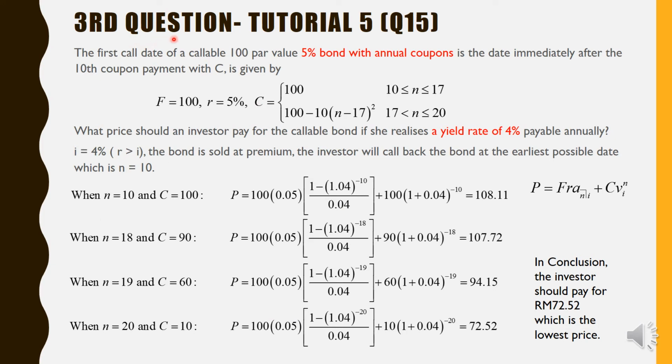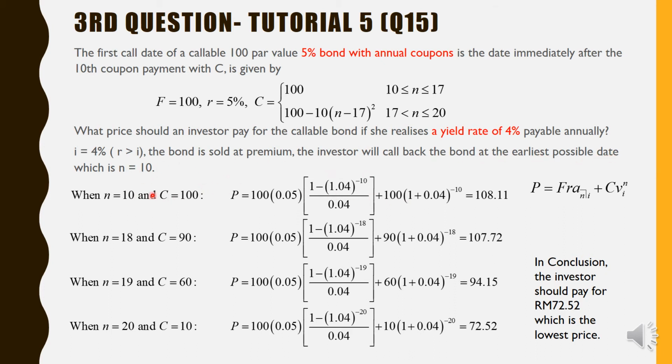Moving on to the third question. The first call date of a callable 100 par value 5% bond with annual coupons is the date immediately after the 10th coupon payment, with C given by this piecewise function. The question asks us, what price should an investor pay for the callable bond if she realizes a yield rate of 4% payable annually? In this case, I equals 4%. And R is more than I because R is 5%, which is more than 4%. The bond is sold at a premium. So the issuer will call back the bond at the earliest possible date, which is n equals 10.